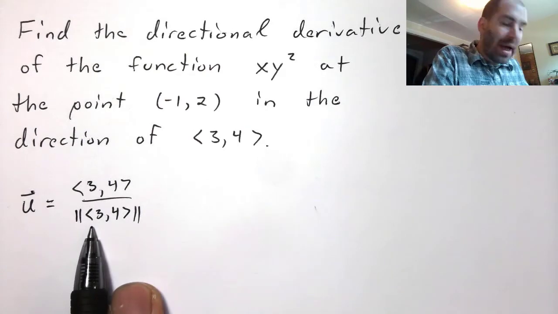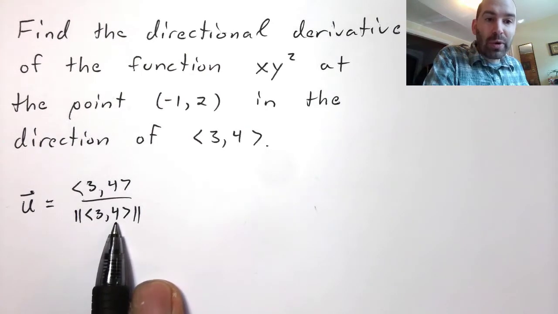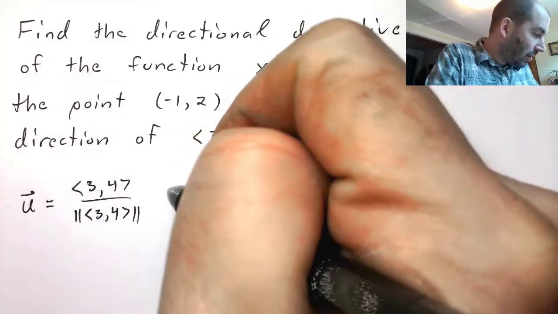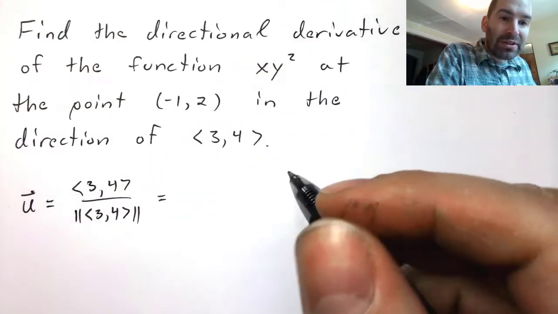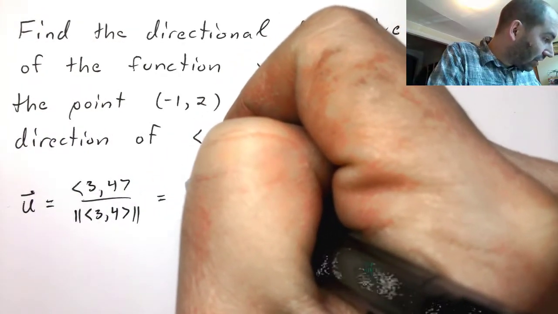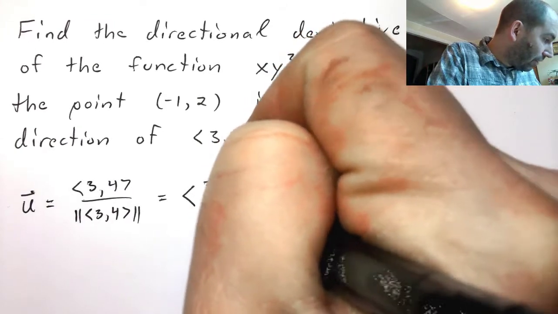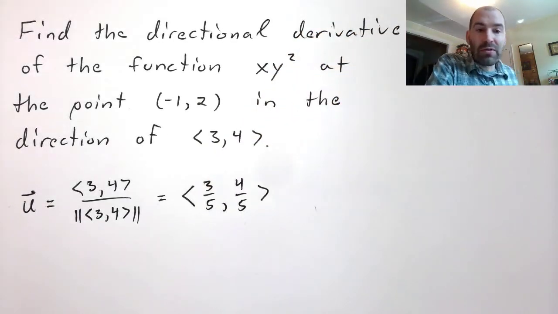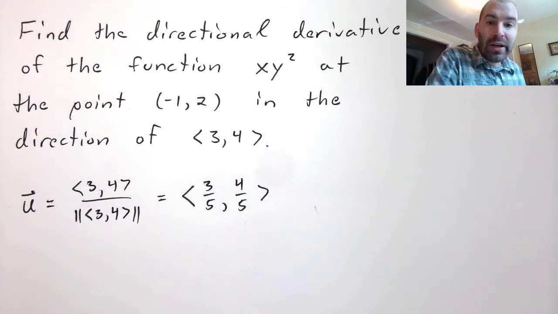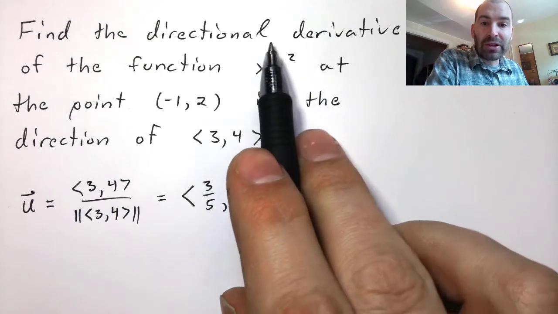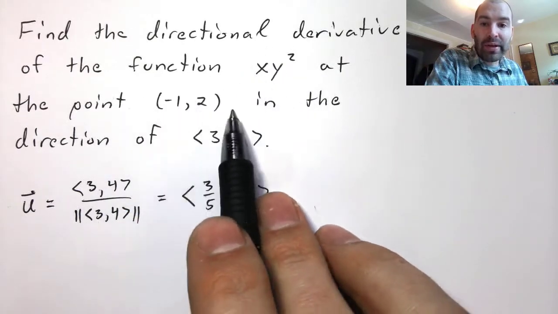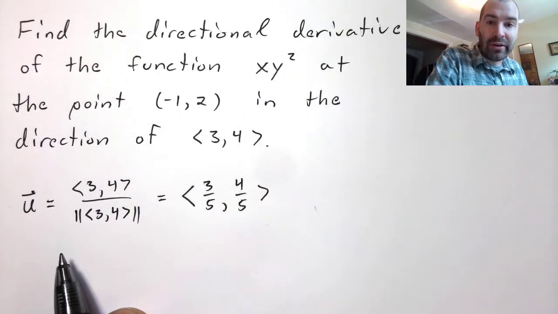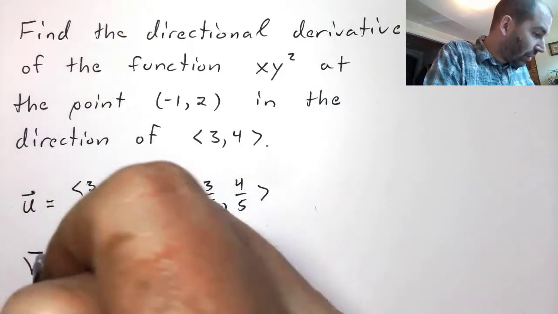Well, what's the magnitude? Well, it's the square root of 3 squared plus 4 squared, right? Well, that just happens to be equal to 5. So it's just the vector 3/5, 4/5. Okay, so we found the unit vector in this direction. And so what we're going to do is we're going to take the gradient of this function at this point and dot it with this vector. Okay, so that's what the directional derivative is.